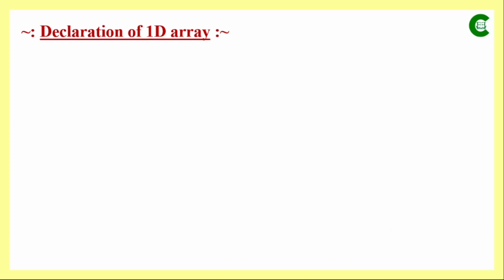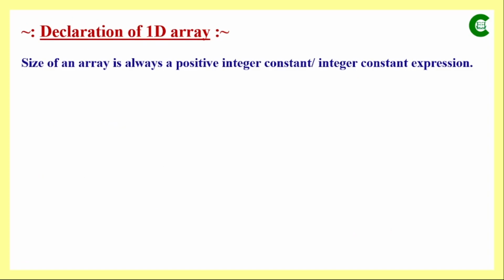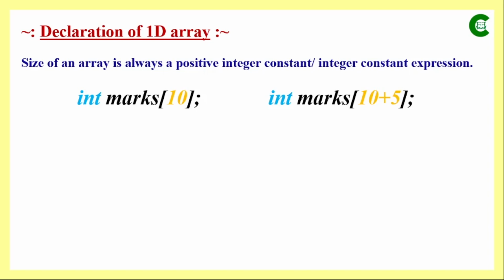And one important point that we should always remember is that the size of an array is always a positive integer constant or integer constant expression. So here we can see that the size of that array is 10. So this is a positive integer constant. So this is a valid declaration. Now here within the brackets we have 10 plus 5 and both are integer constants. So if we evaluate this integer constant expression, the final result will be 15, which is an integer constant again, and that is positive. So this is also a valid declaration. Here also this integer constant expression will give us a positive integer, so that is also a valid declaration.